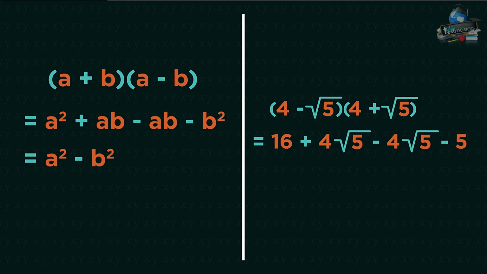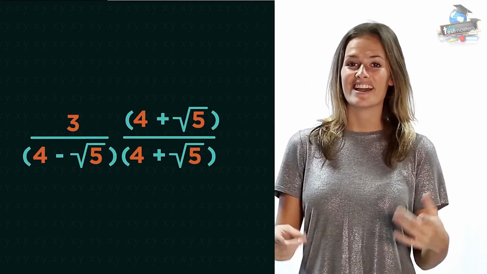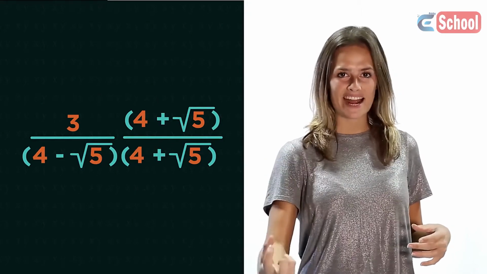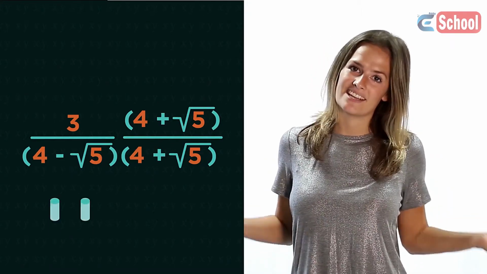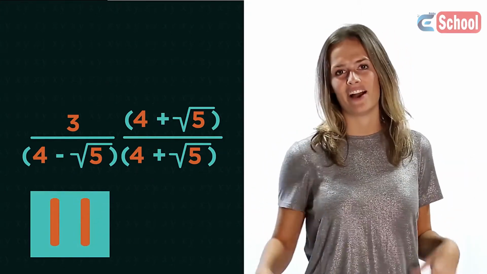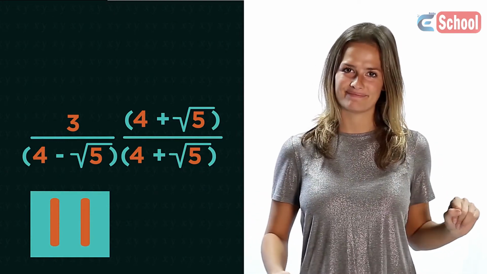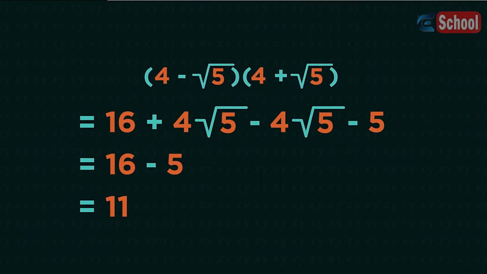We want to cancel out the surds. So expand the denominator brackets and see what you get. Pause the video, work it out, and click play when you're ready. You should have got 11.